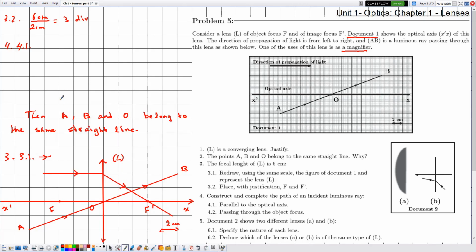Now let's do the justification. An incident ray parallel to the optical axis emerges passing through the image focus.